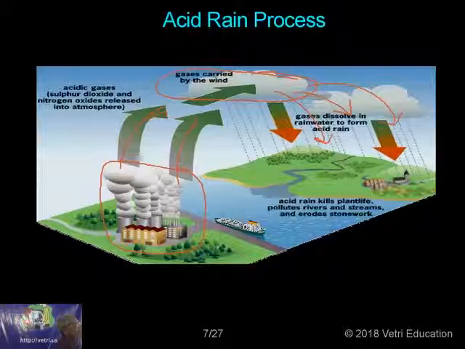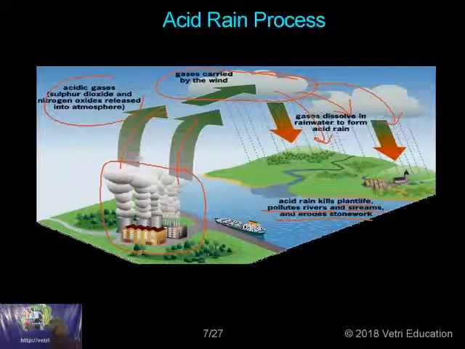Acidic rain kills plant life. It pollutes the rivers, it pollutes the streams, and it is polluting even the stonework. So acidic gases like sulfur dioxide and nitrogen oxides are released into the atmosphere, they go and get mixed with the clouds, they get mixed with the rain, and then they pour as acidic rain.